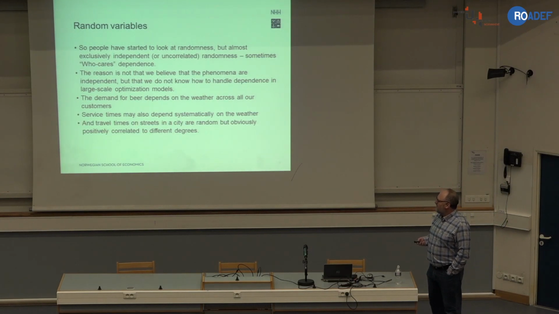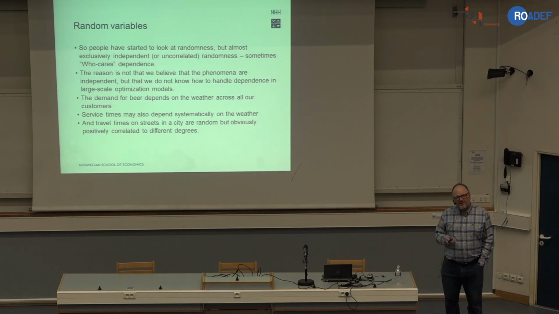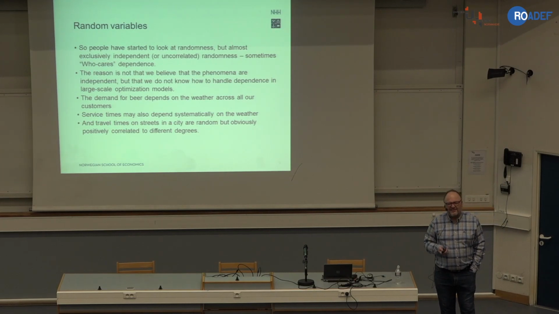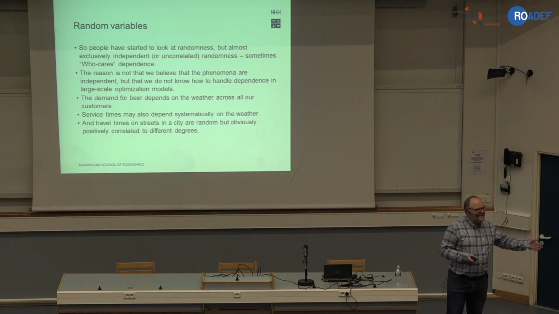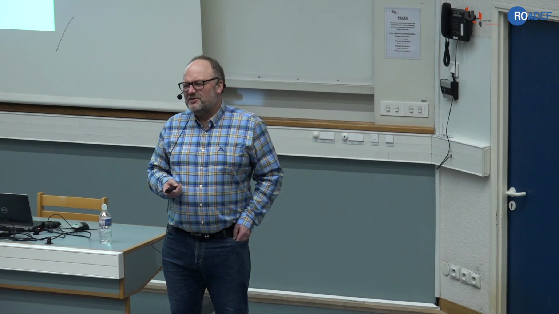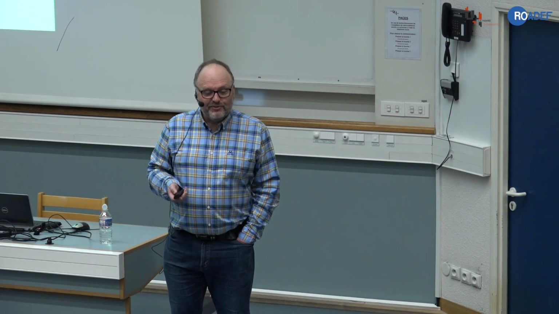And of course, I think travel times on streets in the city are random, but obviously more probably positively correlated, right? If there is trouble, well, there is trouble both here and there, right? Not with probability 1, of course, but if there is a problem on this street, there are probably problems on the next street too. And if the problem is there, even if it's weak, then you have positive correlation.